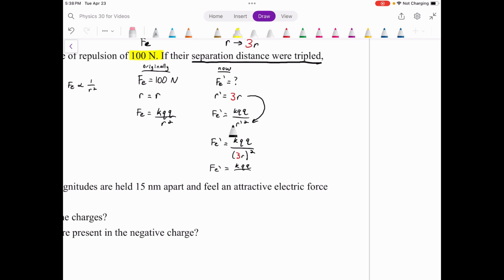This is 3R times itself. 3 times 3 is 9. So we now have introduced a factor of 9 into this denominator, because we were tripling that R, but that R gets squared. So look, we didn't take the original force and divide it by 3. We took the original force and divided it by 3 squared, or 9.